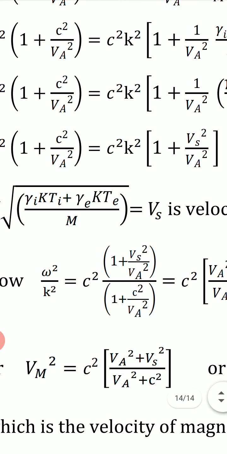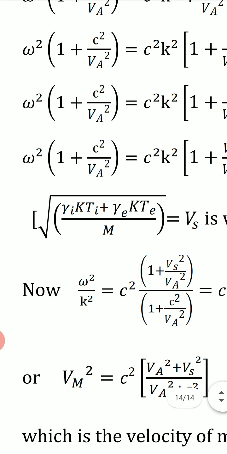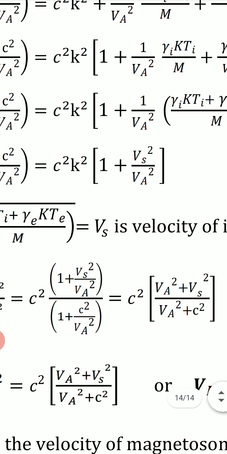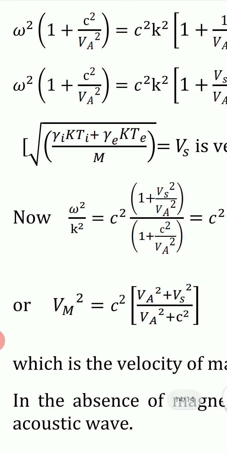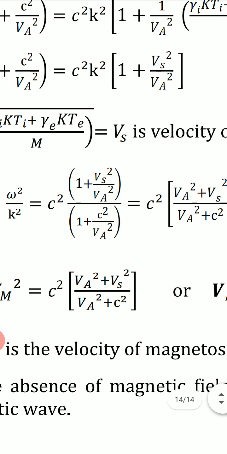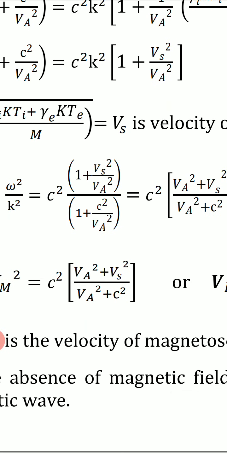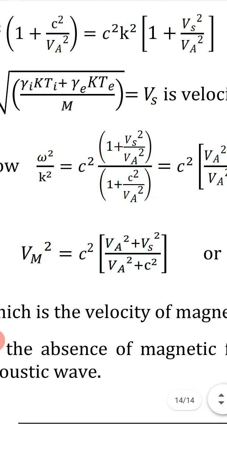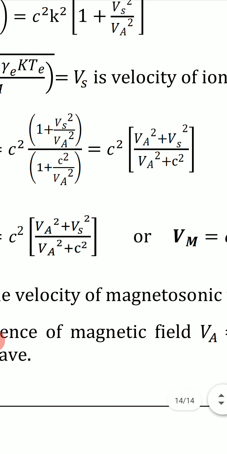So if we write it as Vs, then omega square into 1 plus c square upon Va square becomes c square k square into 1 plus Vs square upon Va square, or omega square upon k square becomes c square into 1 plus Vs square upon Va square upon 1 plus c square upon Va square. Take LCM. This omega square upon k square becomes c square into Va square plus Vs square upon Va square plus c square.